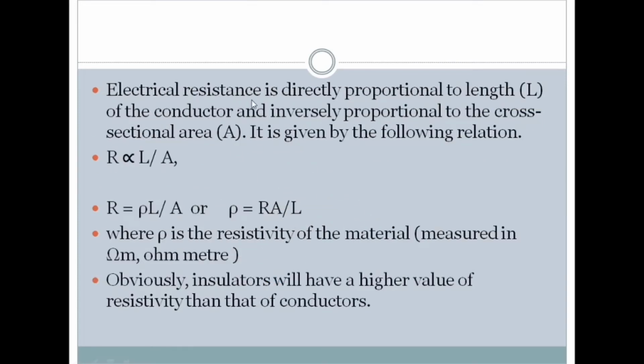So we have read that electrical resistance is directly proportional to the length of the conductor and inversely proportional to the area of cross-section. So we write it as R is directly proportional to L and inversely proportional to A. Removing this sign of proportionality, we put a constant rho. So R is equal to rho L upon A, or rho is equal to R A upon L, where rho is the resistivity of the material and its SI unit is ohm meter as per the formula.